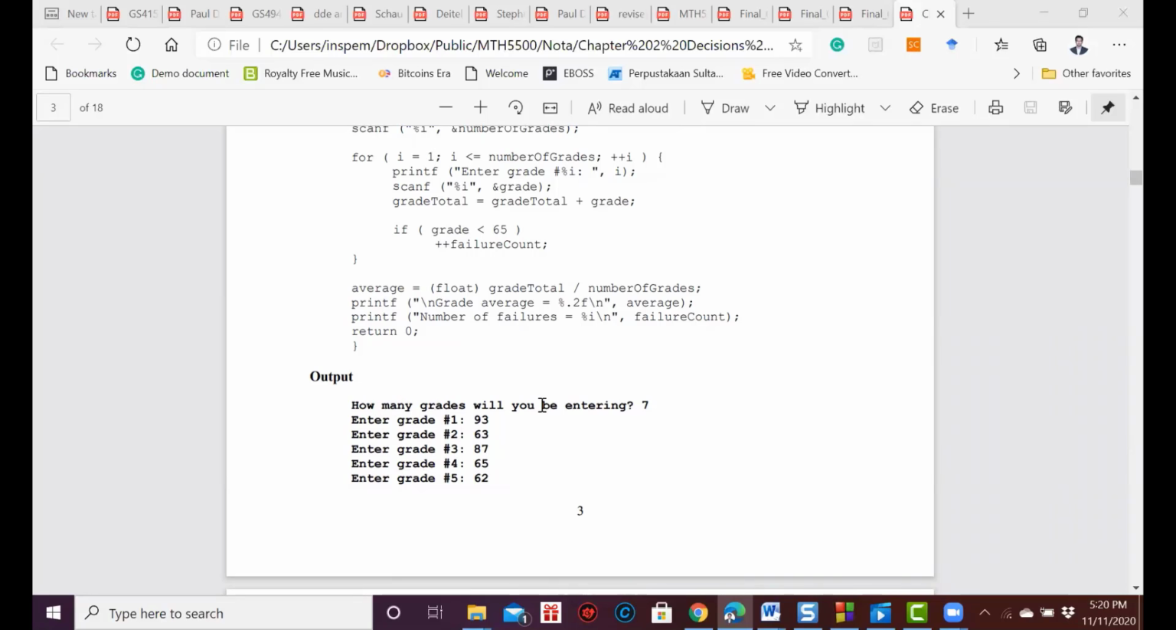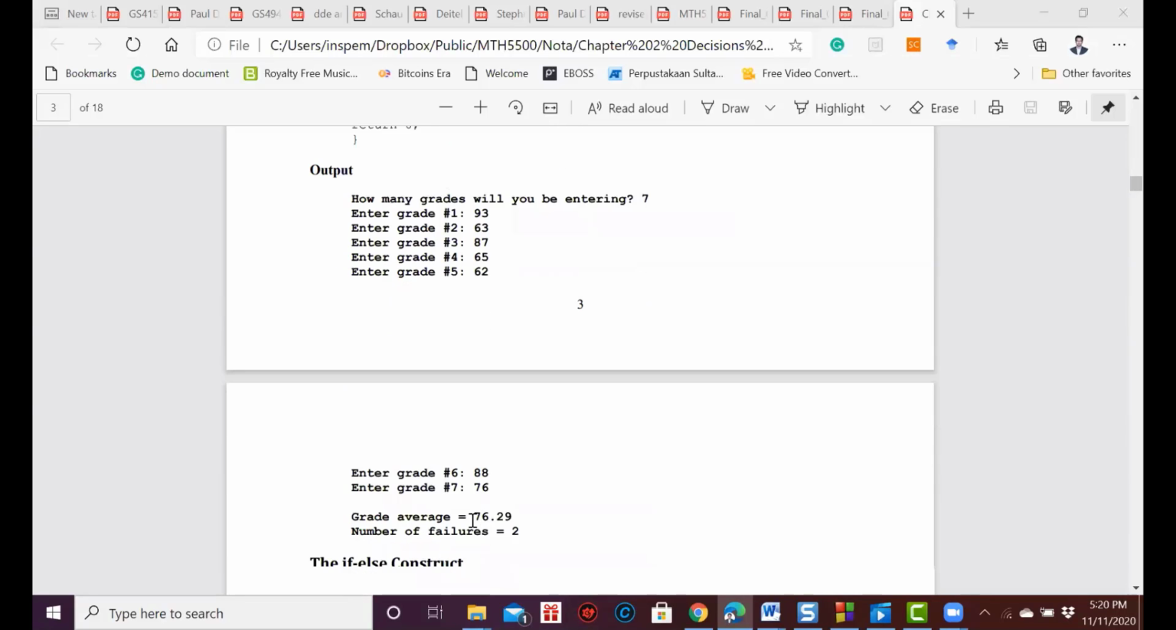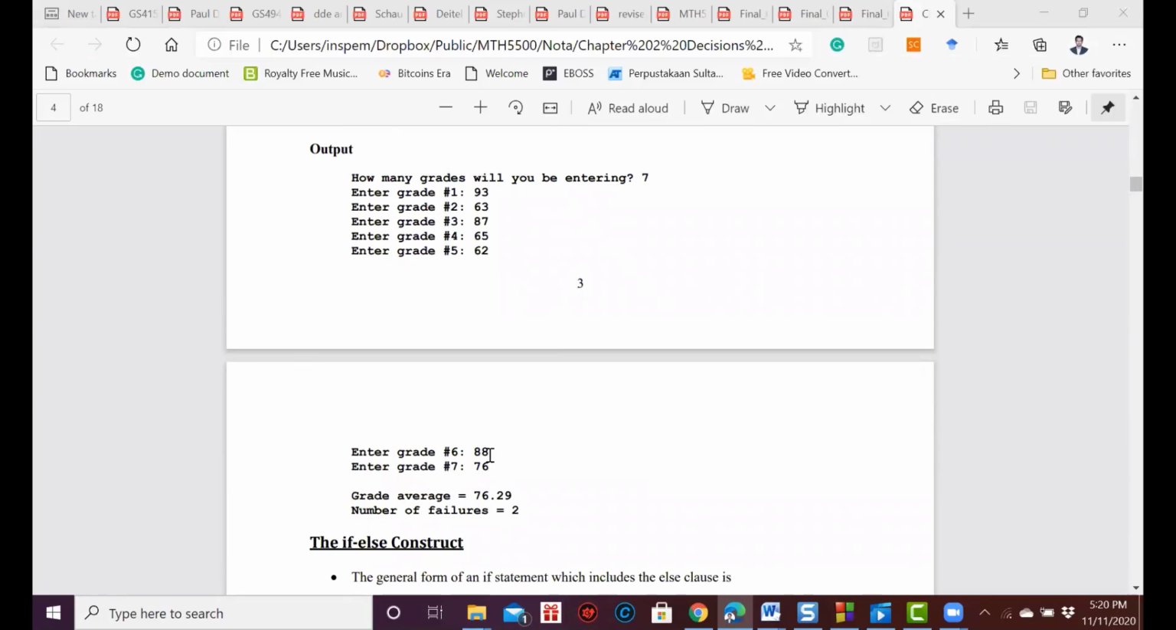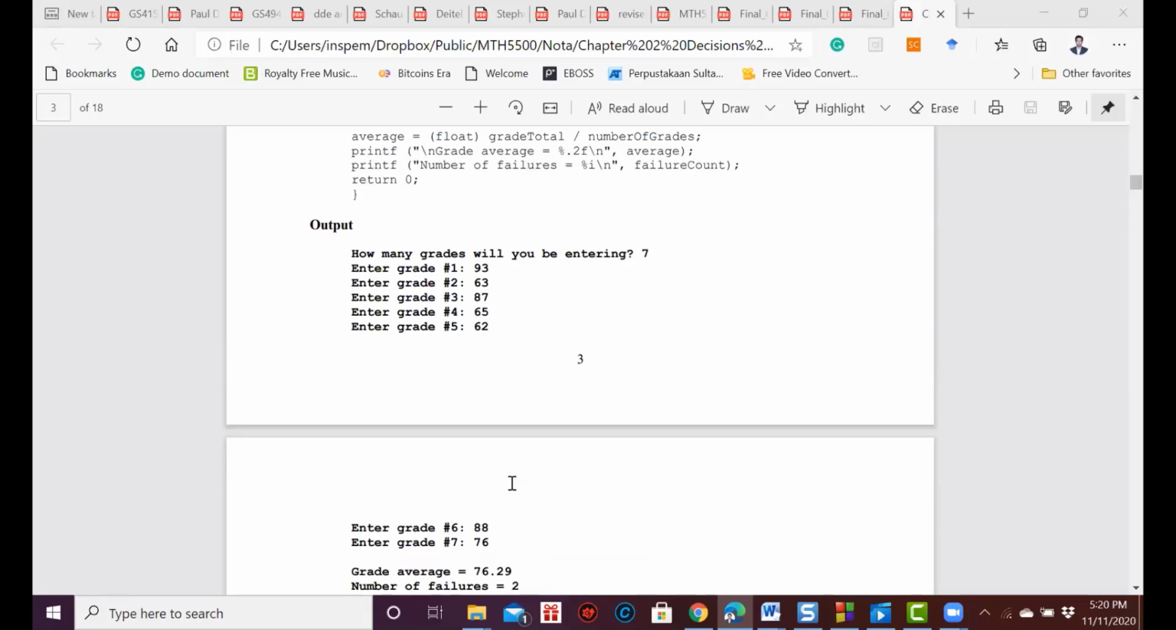How many grades will you enter? For example, 7. So we enter grade 1, 93, and then looping. This is the process looping: grade 1, grade 2, up to grade 7. We have 7 grades, and after finishing, we calculate the average, 76.29. And the number of failures is equal to 2. Okay, so this is just an example.